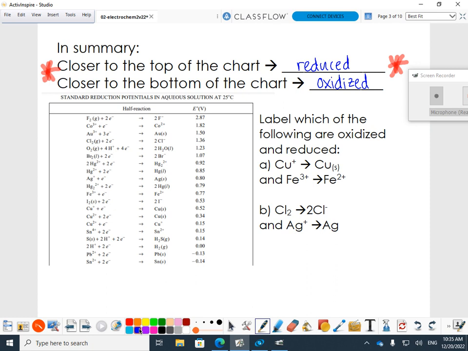But so these two are right on top of each other. I don't usually do that. Usually it's very far apart. So copper 1 to copper solid is right here. And then iron 3 plus to iron 2 plus. Oh, I lied. This is really close together. Okay, that's nasty. I try not to do stuff like that. Okay? So which one is higher on the chart? It's the iron. So this is reduced. Copper is lower, so it's oxidized.